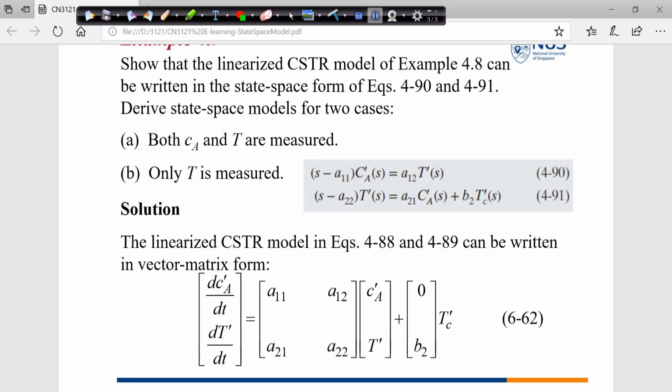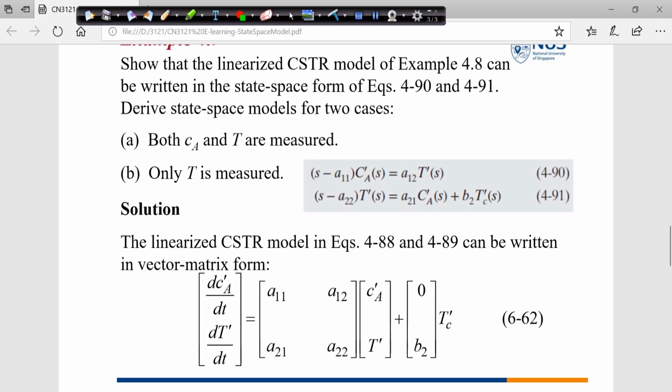First, both CA and T are measured. So we call that the measured variables are defined as Y. So if we have both CA and T measured, what is our state space model? And second, if only T is measured, what is the format?